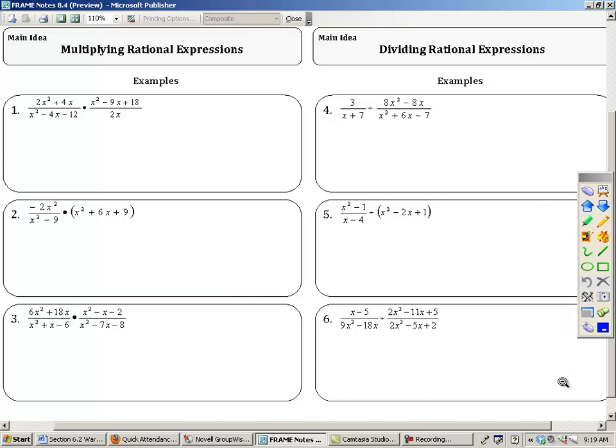Okay, I apologize for that delay. Trying to get it to switch pages didn't want to work, but let's take a look.